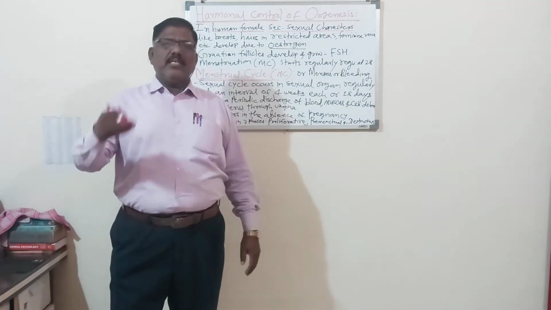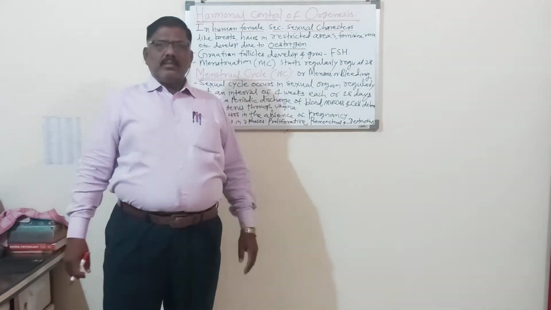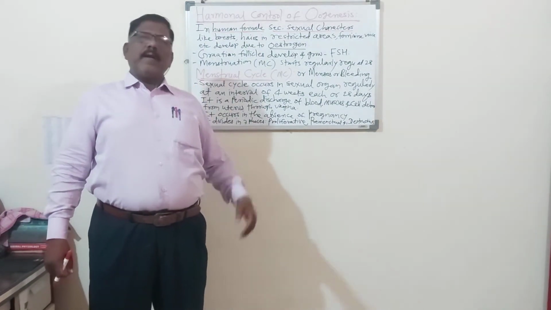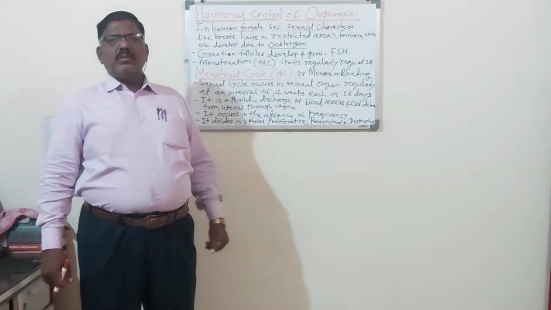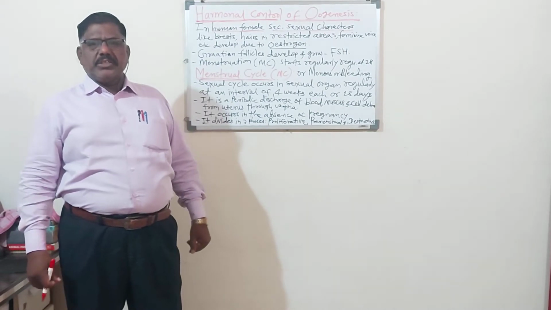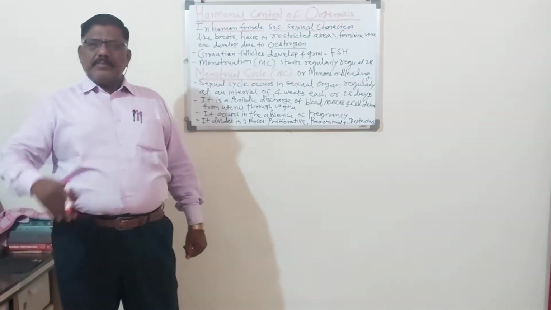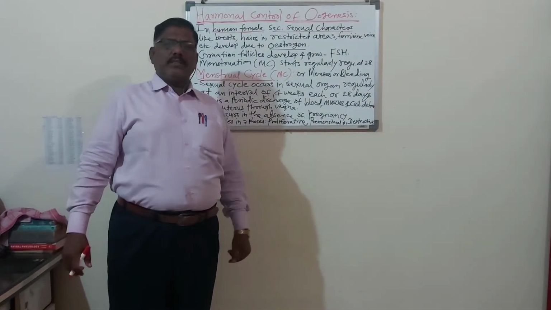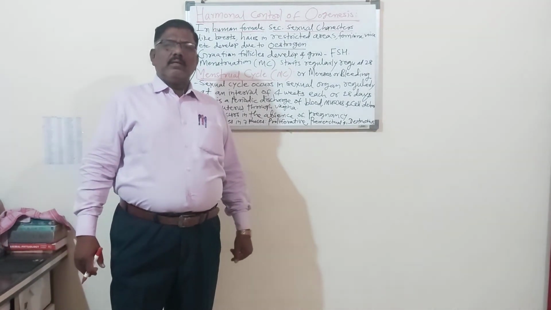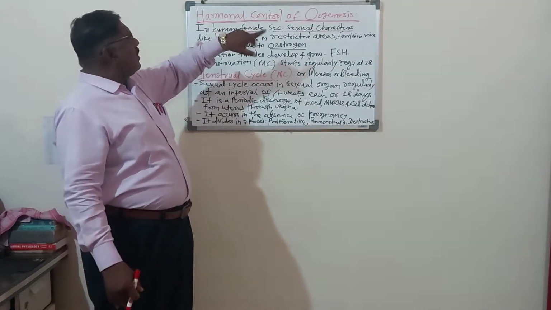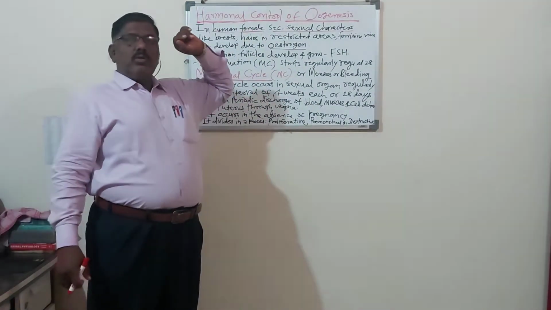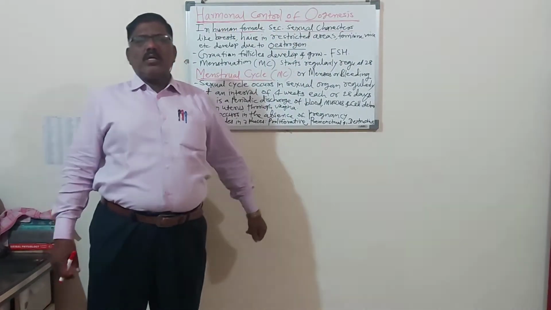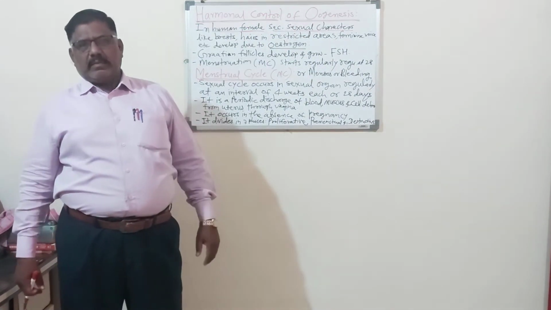At 15, 16 or 17 years, he is able to produce sperms. Spermatogenesis plays an important role in the male gonad, in the testes. And similarly in the female, the oogenesis process takes place in the ovaries. That is under the control of hormones. Today's topic is hormonal control of oogenesis, meaning hormonal control of the ova formation.